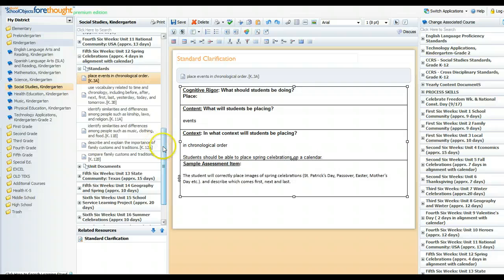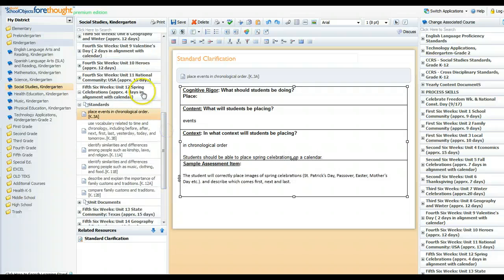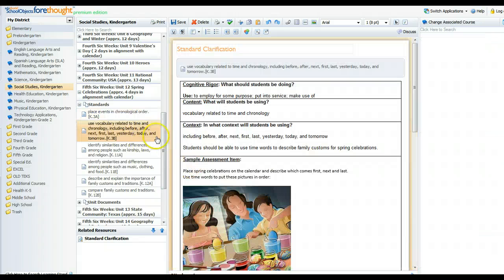First, we're going to start with our first unit. Our unit is Spring Celebrations. One of the things that we've talked about is placing events in chronological order, and that students should be able to place spring celebrations on a calendar. The celebrations that we're looking at for this piece are St. Patrick's Day, Passover, Easter, Mother's Day, etc. And it's important that they are able to describe which comes first, next, or last.